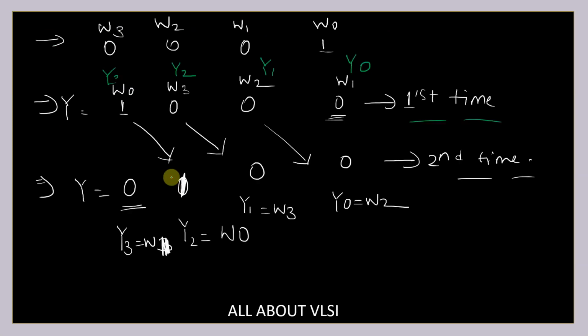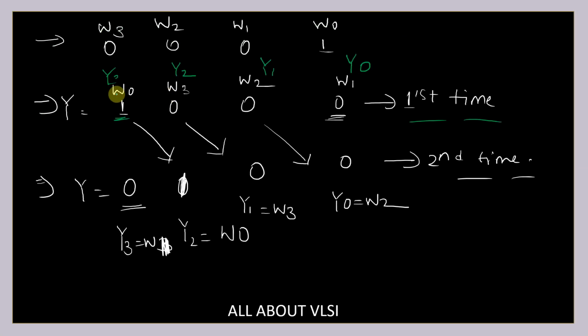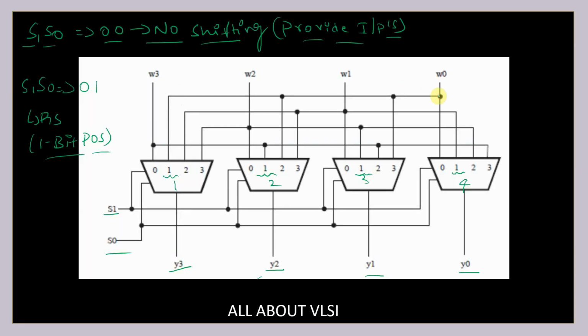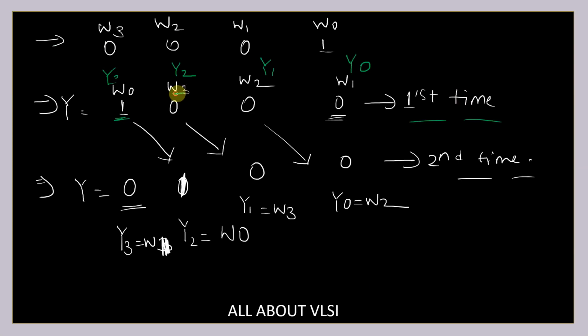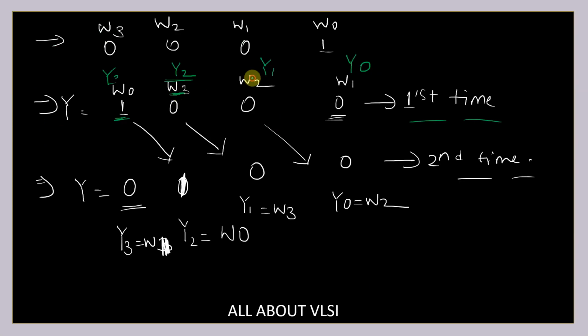So what should we connect to the MSB? That should be connected to my W0. See here, we have connected directly from W0 to the first pin. If my select line is 0, I'm connecting to my W0. Coming to Y2, what is its value? It is connected to W3. See here, where we get Y2, this pin is directly connected to W3.